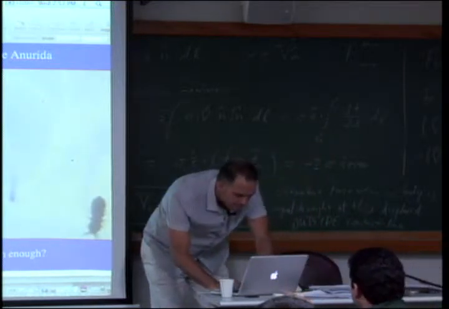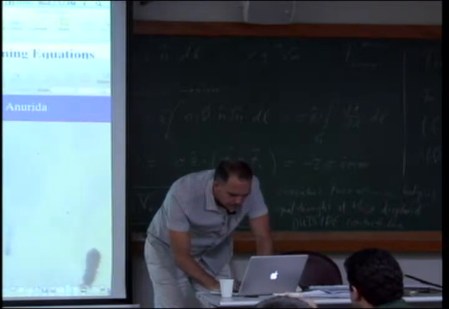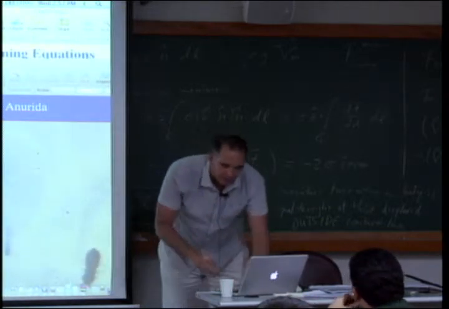Those ducks, they're using chemical gradients, or is it just? No, they're just walking. They're just walking on the surface.